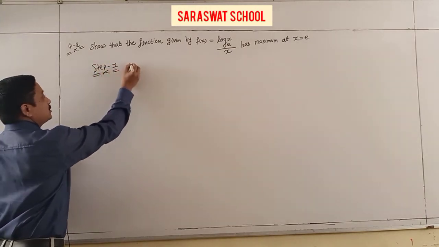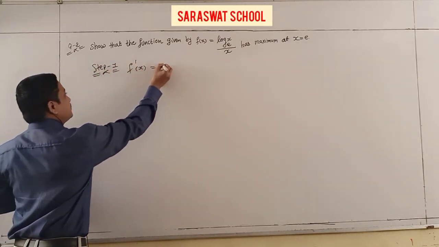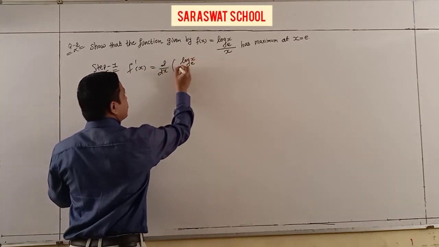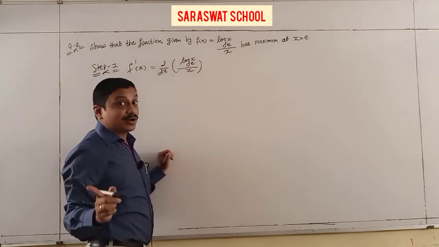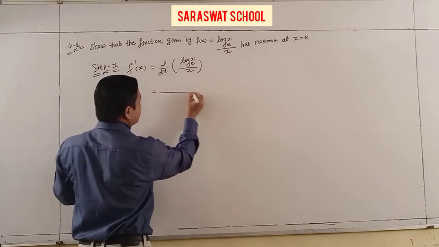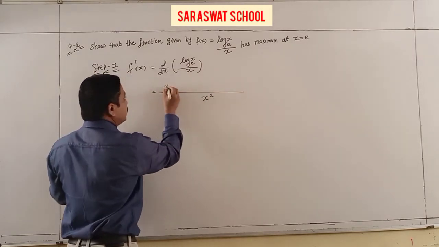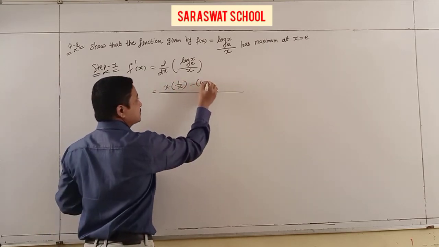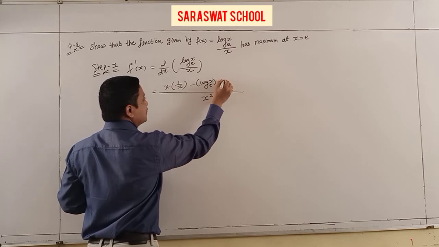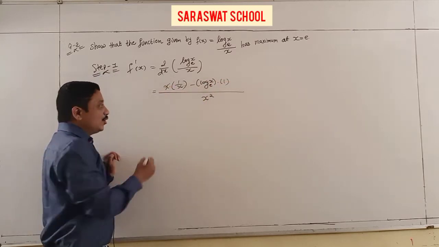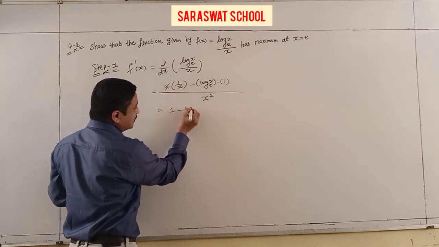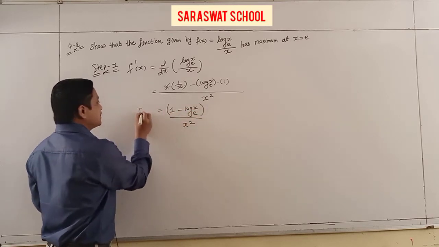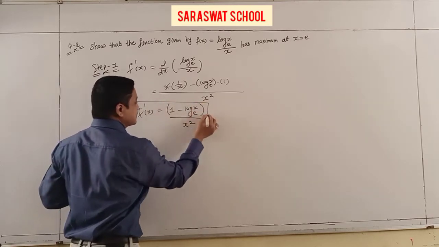And easily going to f dash x, which is d dx of my function log x base e by x, and using the quotient rule, the derivative in the denominator square. Denominator, this derivative 1 by x. Now continue log x, and x derivative is 1, this cancels. Only I have 1 minus log x base e upon x square, and that's your f dash x.